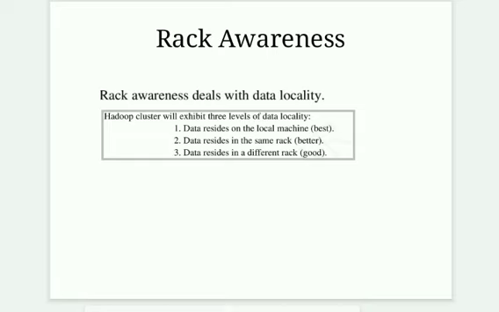Now you can see the highlighted block there. Hadoop cluster will exhibit 3 levels of data locality. First, if data resides on the local machine, in the same machine, it is the best option. Instead of going to some other rack situated in some other area or some other country, if it is in the same machine where you are processing the data, it is the best one. Second, data resides in the same rack, a collection of data nodes, which is also a best option.